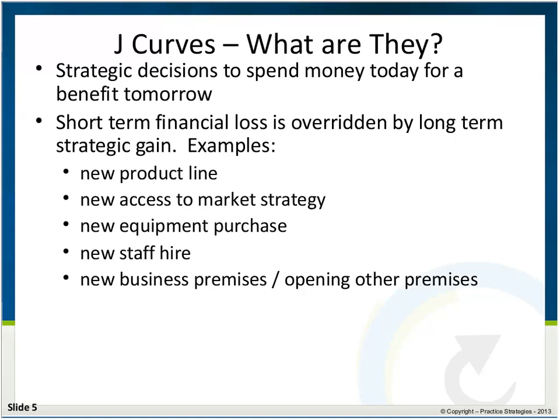Other examples of J-curves. When you're expanding your geographical footprint or your footprint within a location, having new business premises or bigger business premises, or even opening satellite offices, so it may be more floor space where you are, or it may be opening different outlets in different geographical places around the country. That is, of course, going to require significant upfront investment for the benefit of future expansion.